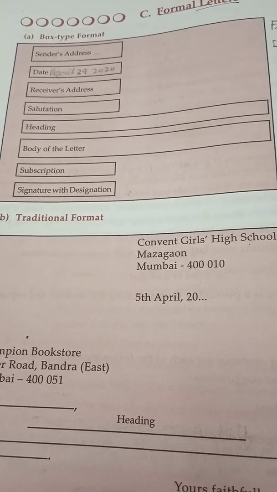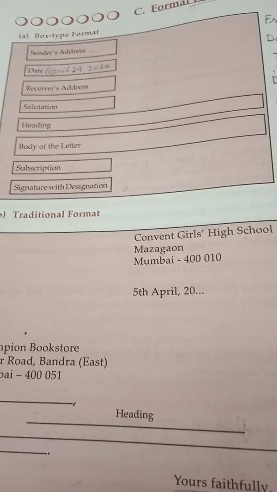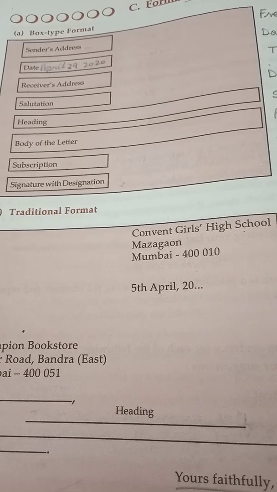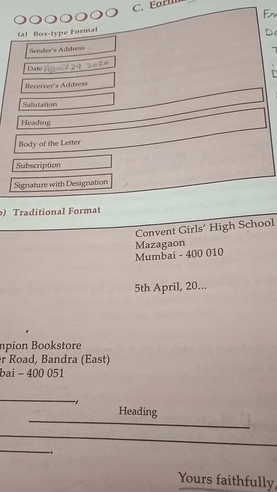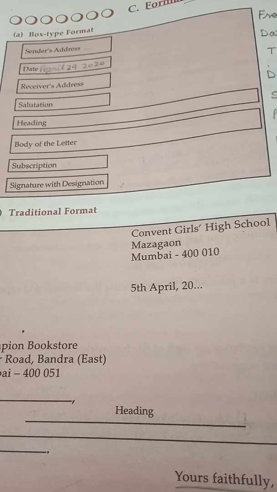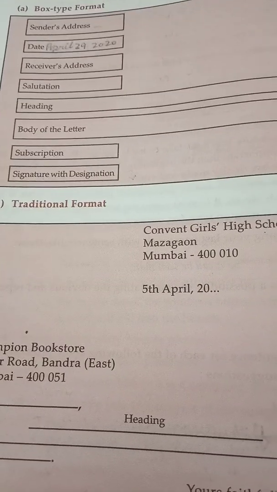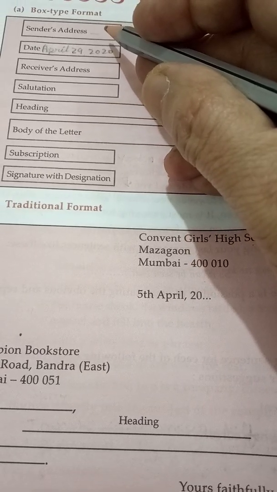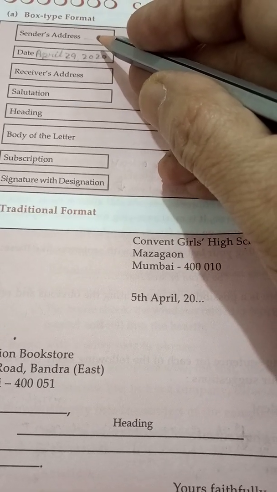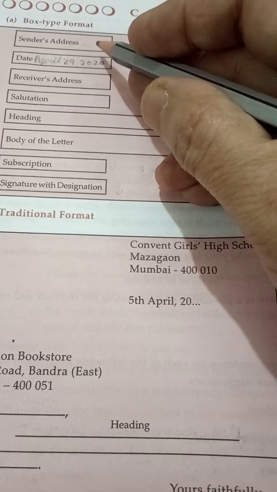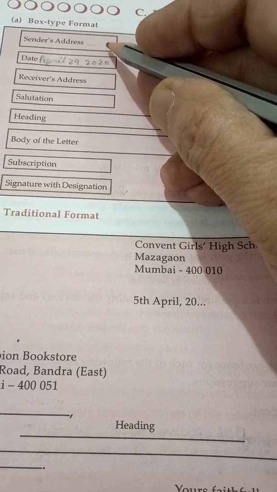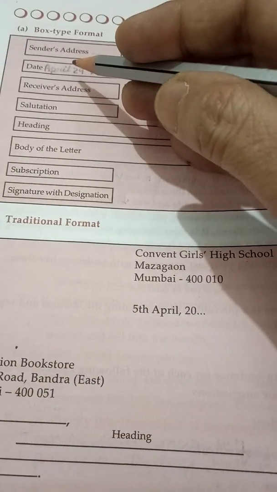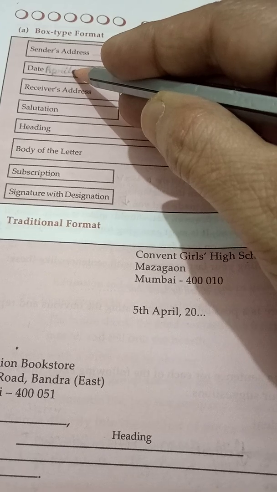Now see children, if you come to the very first point or the heading, the writer's address is written in the same way as it is written in a personal letter. The sender's address, meaning your address, has to be written on the top left hand side in a box type format. But in a traditional format, you can write it on the right hand side. Then the date, as in the personal letter.